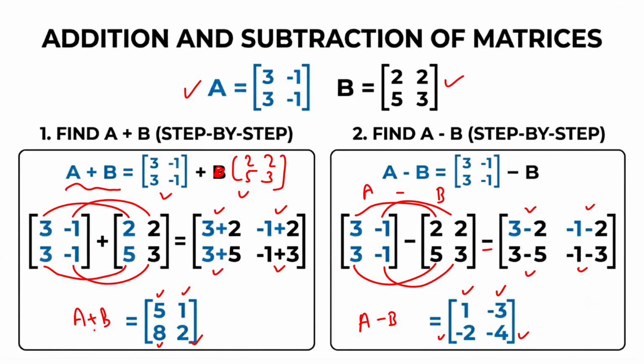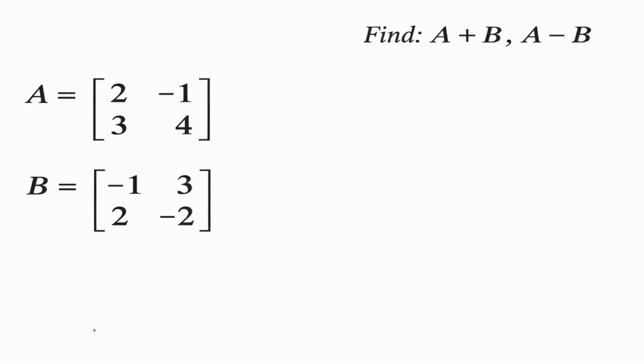It's a very simple concept. You have to just equate similar numbers, similar location numbers. If they have mentioned add, you have to add. If they have mentioned subtract, you have to subtract. Let's see one question on this topic.